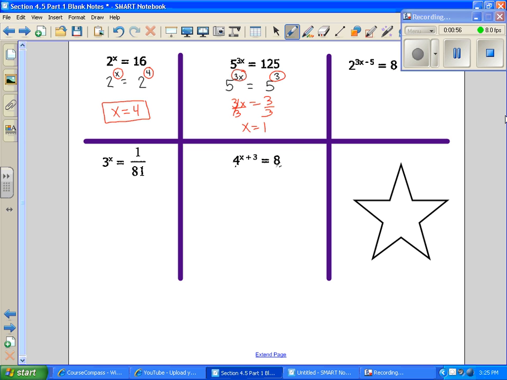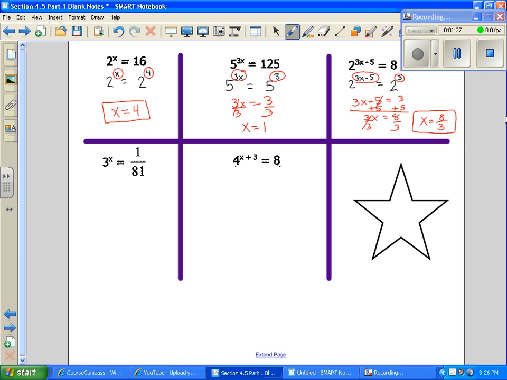And the next one, we have a base of 2 over here. We're going to try to write this one with a base of 2. That's 2 to the 3rd power. Then we're going to set this equal to this. So we have 3x minus 5 equals 3. And then we're just solving for x. So we're going to divide by 3 now, and x equals 8/3.